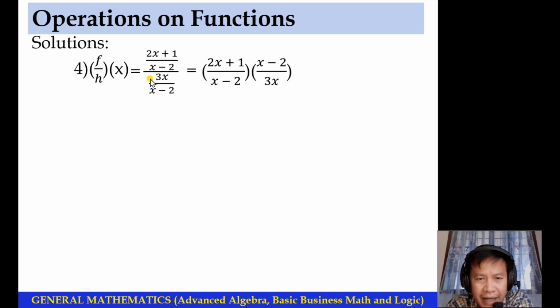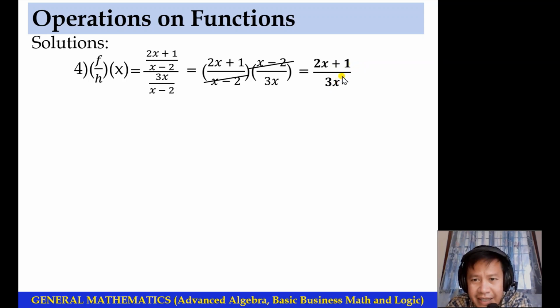The reciprocal of the denominator is x minus 2 all over 3x. Why? Because our numerator here becomes the denominator here. And the denominator here becomes the numerator there. And our operation, which is division, becomes multiplication already if you already get the reciprocal of the denominator. And proceed with the cancellation method. If you can see terms which are exactly the same, therefore, this is canceled out. Canceled out. Did you understand, students? And this is equal to 2x plus 1 all over 3x.